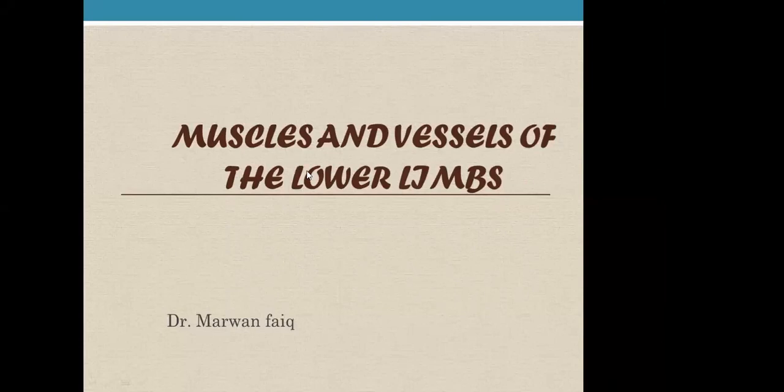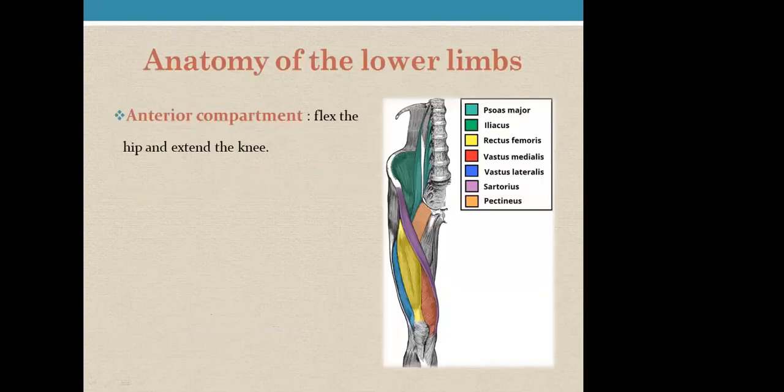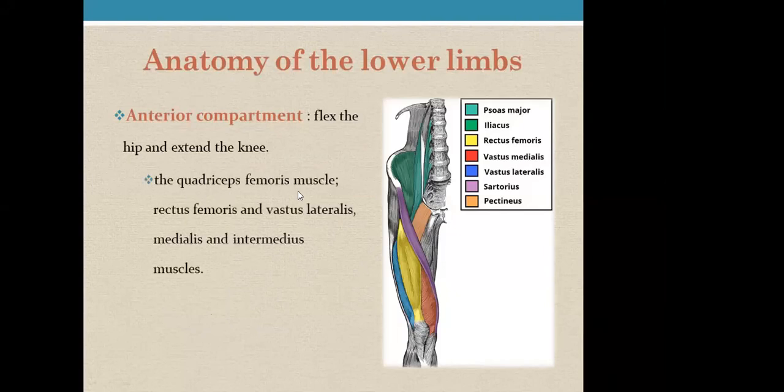Muscles and vessels of the lower limbs. The anatomy of the lower limbs. First, the thigh. The thigh consists of three compartments. The anterior compartment, which flexes the hip and extends the knee, consists of the quadriceps femoris muscle, which consists of rectus femoris, vastus lateralis, medialis, and intermedius muscle.